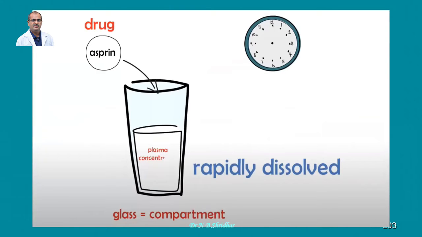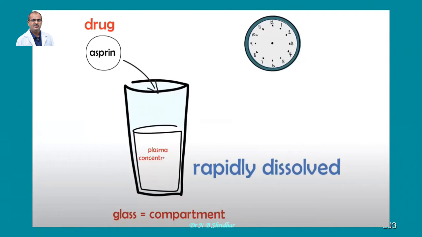For example, the body is considered as a big glass. Then an aspirin tablet is put inside. It is homogeneously distributed in the plasma and all the tissue. That is, the glass is a compartment. As time advances, the concentration of plasma aspirin will go on decreasing, and it rapidly dissolves in the body. So this is an imaginary concept of the compartment.